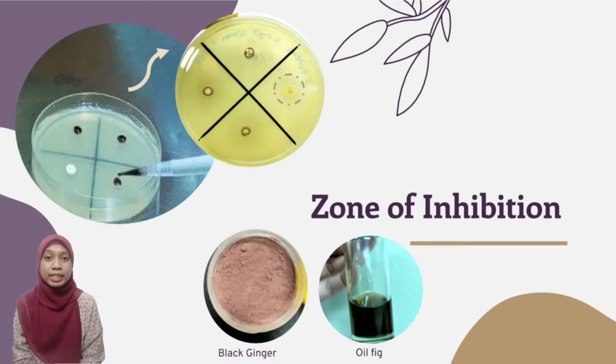The zone of inhibition is a circular area around the spot of the antibiotic in which the bacteria colonies do not grow. The zone of inhibition can be used to measure the susceptibility of the bacteria towards the antibiotic.